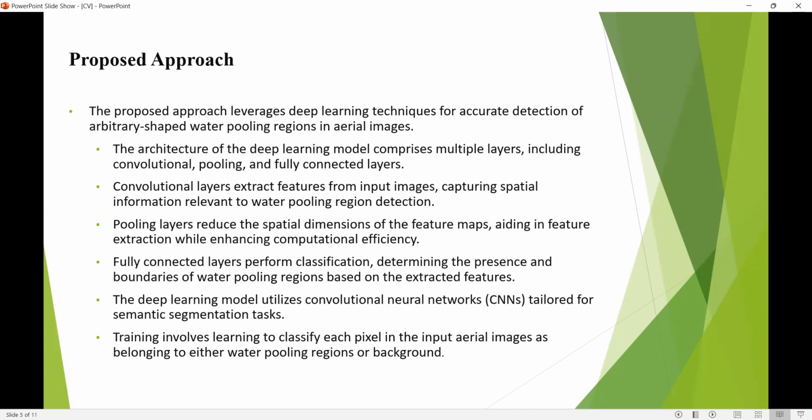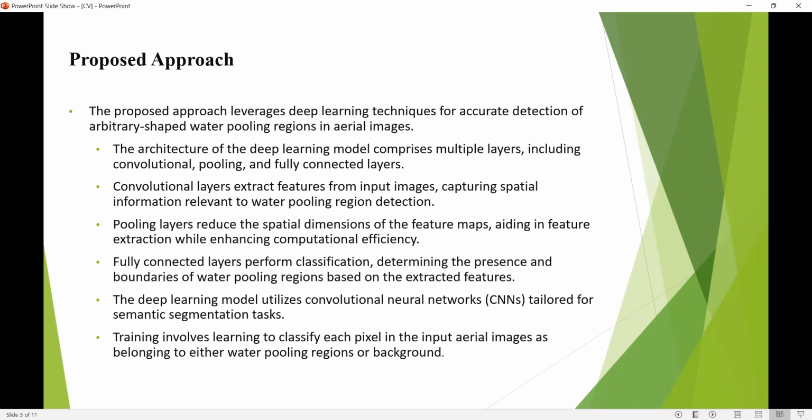Convolutional layers extract features from input images, capturing spatial information relevant to water pooling region detection. So we take this data set, and from the images, the convolution layer extracts the input features required for processing in the further layers to accurately identify the water pooling regions.